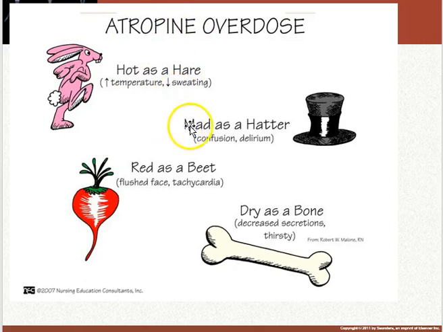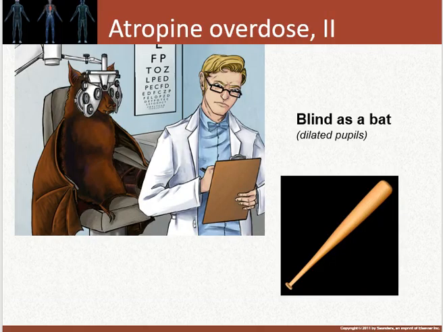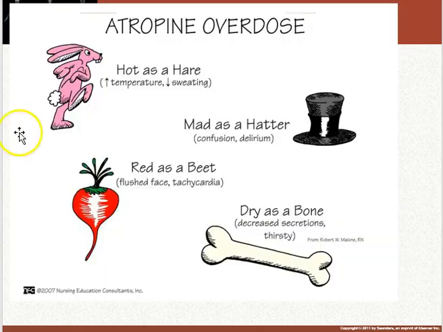Hot as a hare, mad as a hatter, red as a beet, dry as a bone, to remember what atropine does in higher doses. Hot as a hare is there to remind you that you see an increase in temperature, a reduction in the ability to sweat. Mad as a hatter comes from confusion or delirium. Red as a beet, you see a flushed face, tachycardia. Dry as a bone, reduced secretions. The patient becomes thirsty because of this dry mouth as well.